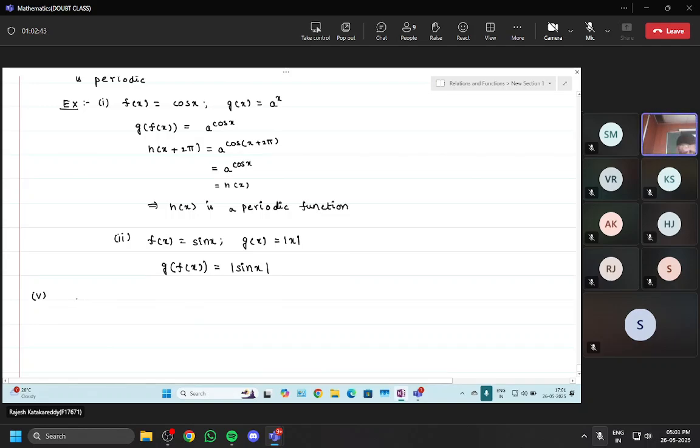Now these are all examples where you won't get periodic. Let's say if f of x is periodic, then f of root x is not periodic. You can take as an example, sine root x is an aperiodic function.